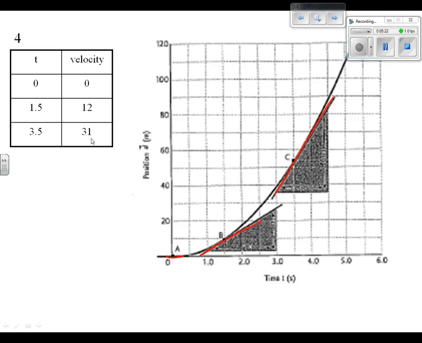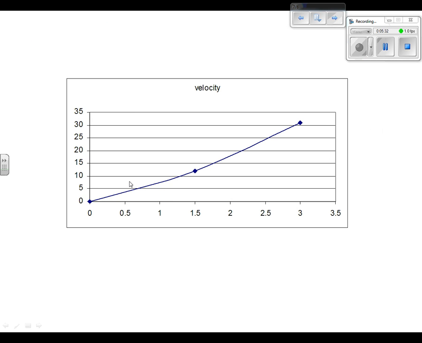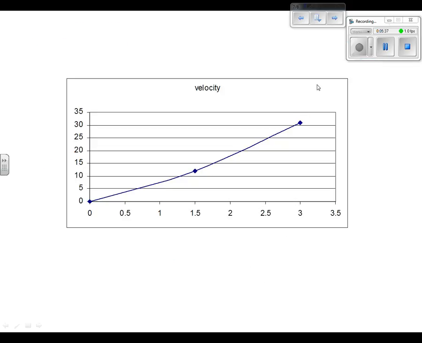Okay, how did I do that? By finding tangent lines and doing slopes. Then what do I do to these velocity figures to create the velocity time graph? Just graph them. Graph 0, 0, 1.5 and 12, and 3.5 and 31. And you actually get a graph that looks like that. Is that a straight line?